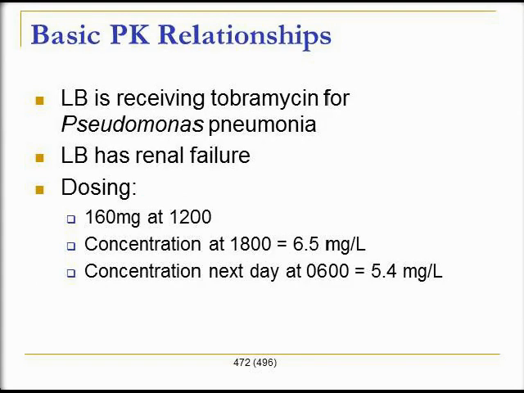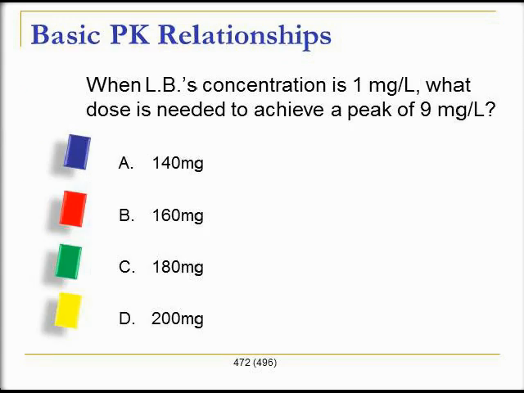And then the last initial question, again, number 3 on page 472, is about LB. LB is receiving tobramycin for Pseudomonas aeruginosa pneumonia. LB has chronic renal failure as well. A loading dose of 160 milligrams is given at noon over 1 hour, and then the concentration at 1800 hours, so 5 hours after the end of the infusion, is 6.5, and then the concentration 12 hours later is taken in the morning at 0600 is 5.4.